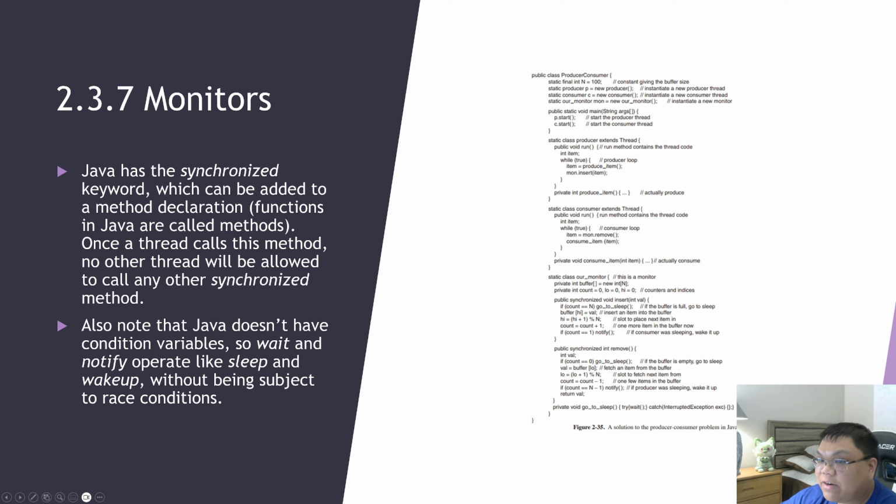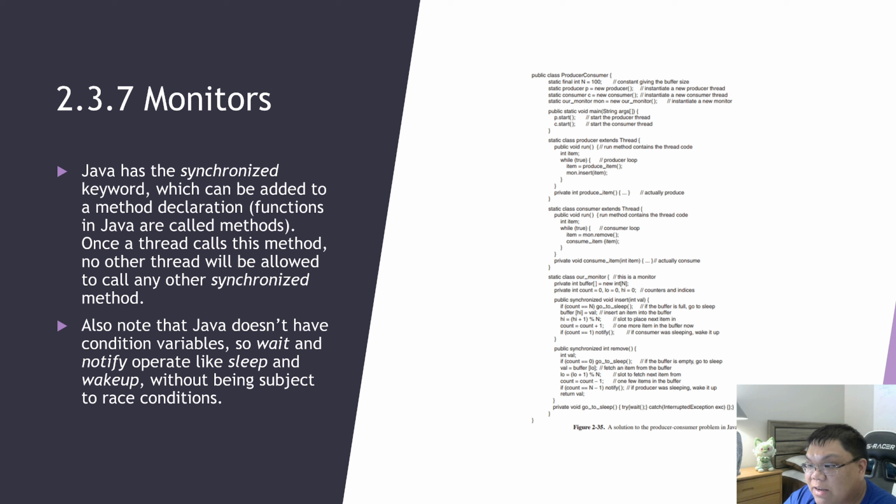So Java has a synchronized keyword that you can add to the declaration of a method. When a thread calls this method, no other thread will be allowed to call any other synchronized method. Also, Java doesn't have any condition variables, so wait and notify operate like sleep and wake up, but it's not subject to race conditions. So this whole piece of code is a monitor written using Java.